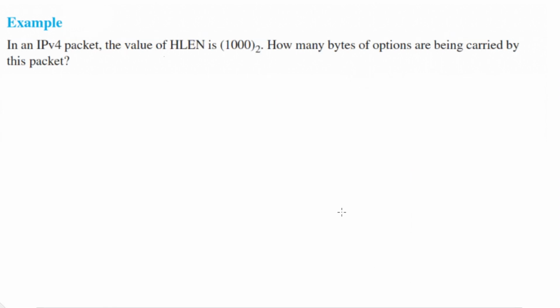In an IPv4 packet, the header length value is this. Okay, so they have given the header length value to be this, which means 2 power 0, 2 power 1, 2 power 3, 2 power 4, so 0, 1, 2, 3. So this is basically 8, and the actual header length should be 32 bytes. And then they are asking, how many bytes of options are being carried?